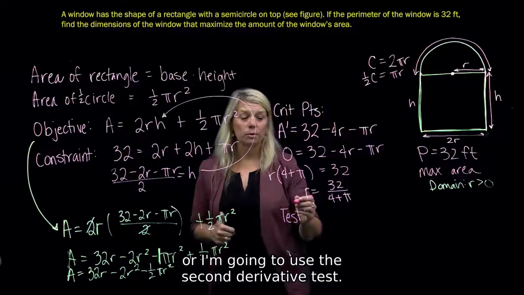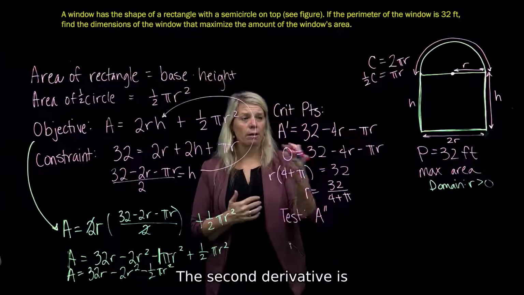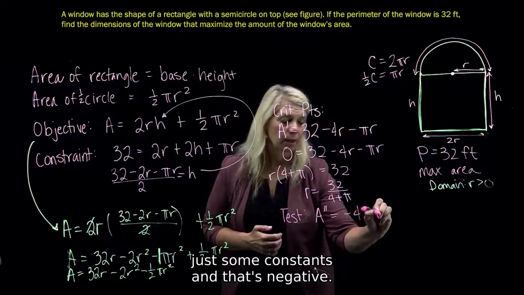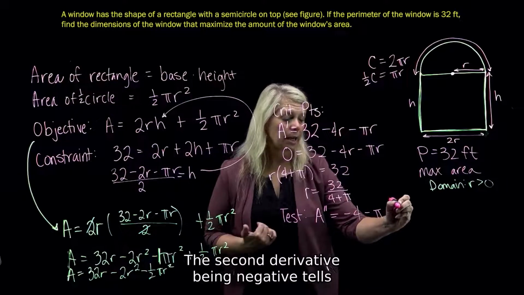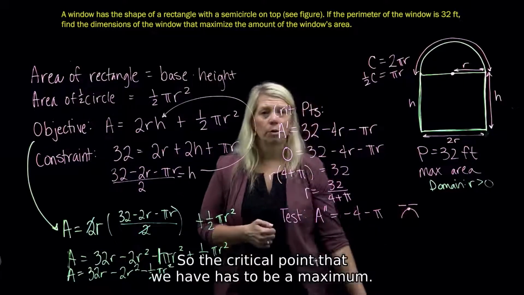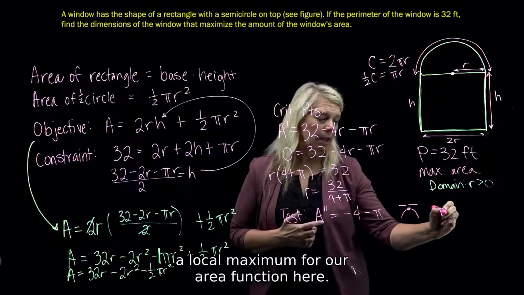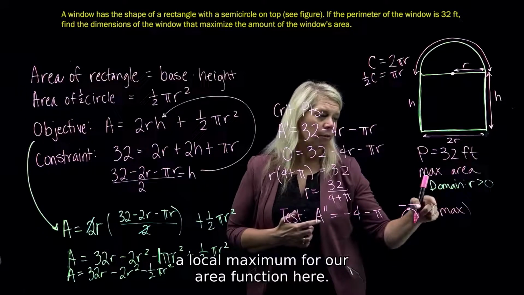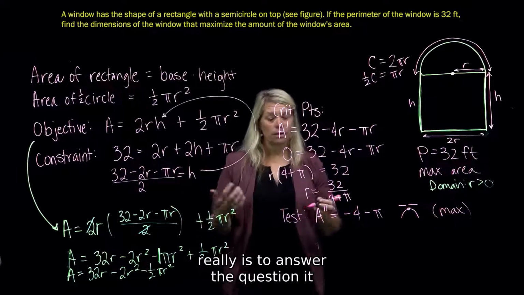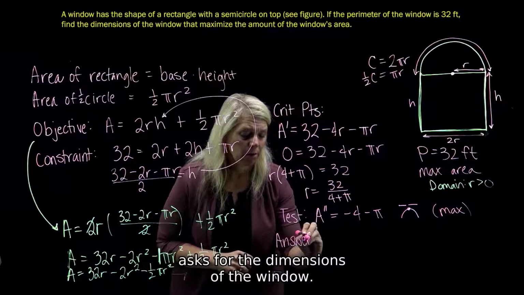Or I'm going to use the second derivative test, probably easy on this one. The second derivative is just some constants. And that's negative. And so the second derivative being negative tells me that the function is concave down. So the critical point that we have has to be a maximum. So this point really does give a local maximum for our area function here. All right, and then the only thing that's left here really is to answer the question. It asks for the dimensions of the window.